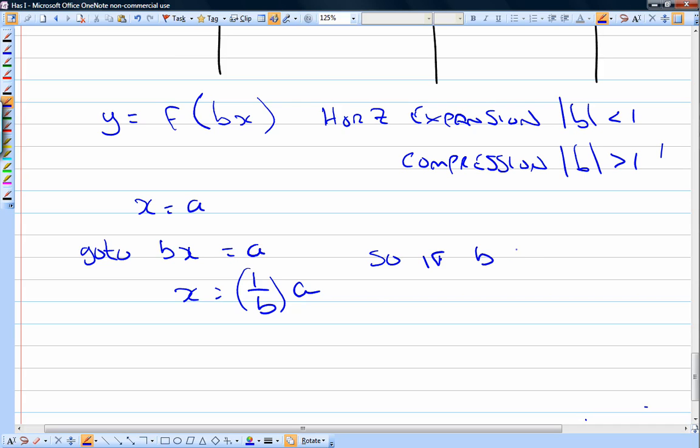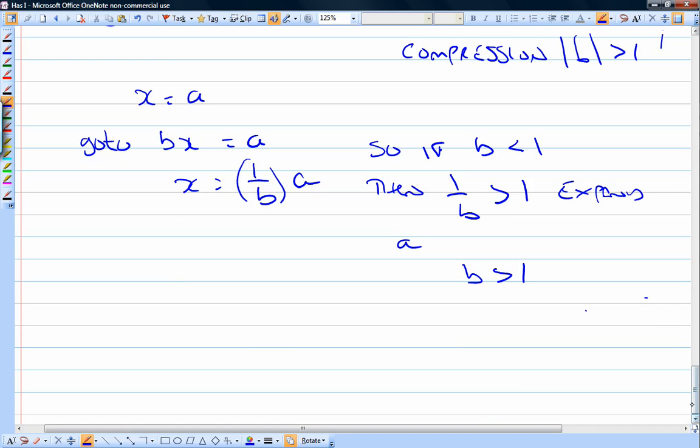So if b is less than 1, then 1 over b is greater than 1, and we expand a. It gets bigger. And if b is greater than 1, then 1 over b is less than 1, and we compress a. So again, this opposite.